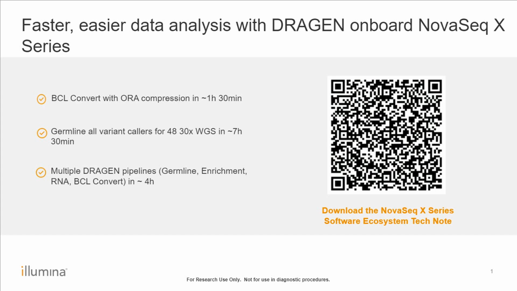The NovaSeq X series software ecosystem tech note has more details on the run times and is available to download for free. To highlight, BCL convert on average takes about 1.5 hours, and germline with all variant callers enabled for 48 30X whole genomes takes about 7.5 hours. And these are the two ends of the spectrum here. To summarize, you get faster and easier data analysis with Dragon onboard NovaSeq X series.